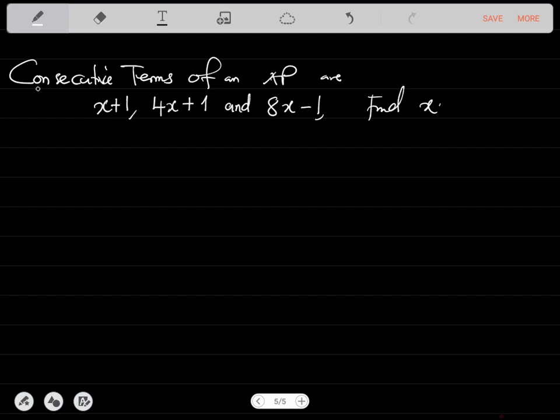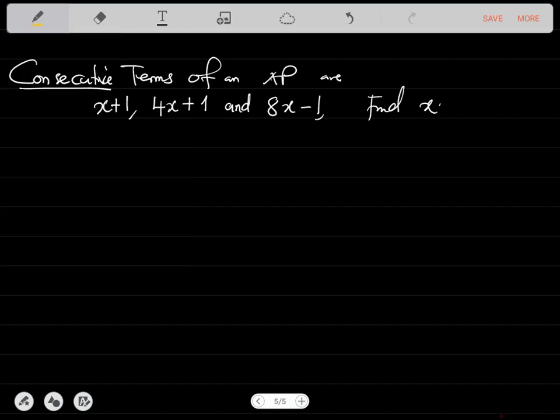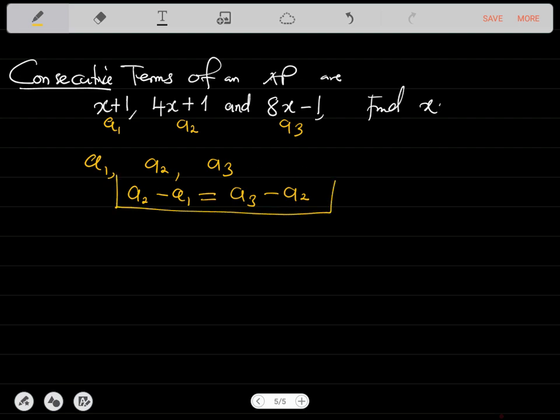The key word is consecutive. What do we mean by consecutive? Meaning they are following each other. Because they are following each other, if you've got the first term, the second term, and the third term, how do we find the common difference? The common difference is the second term minus the first term. But this is also the same thing as the third term minus the second term. You agree, right? In our case, our first term is here, second term, third term. We're going to use this to find x.